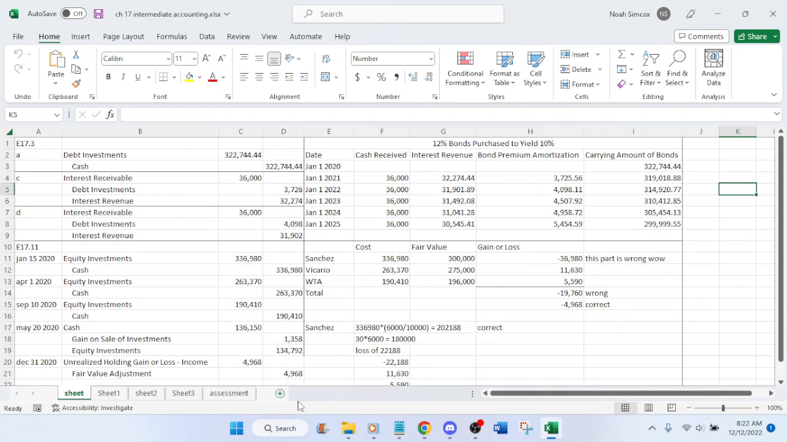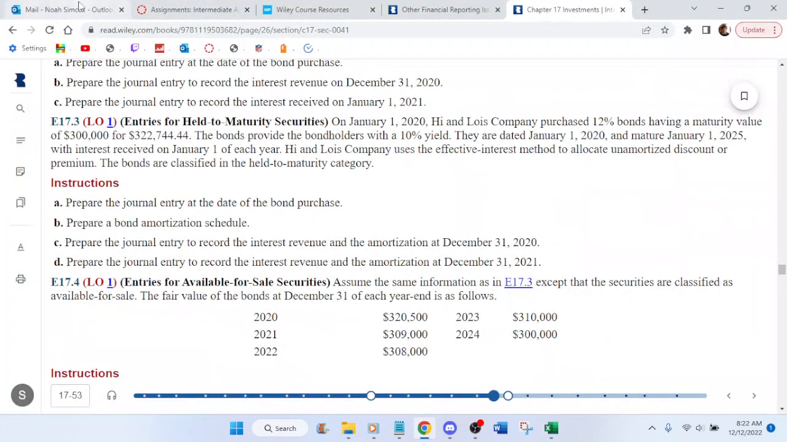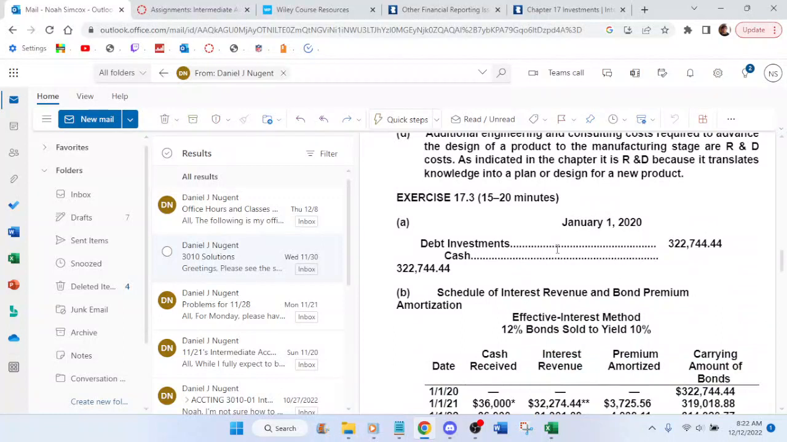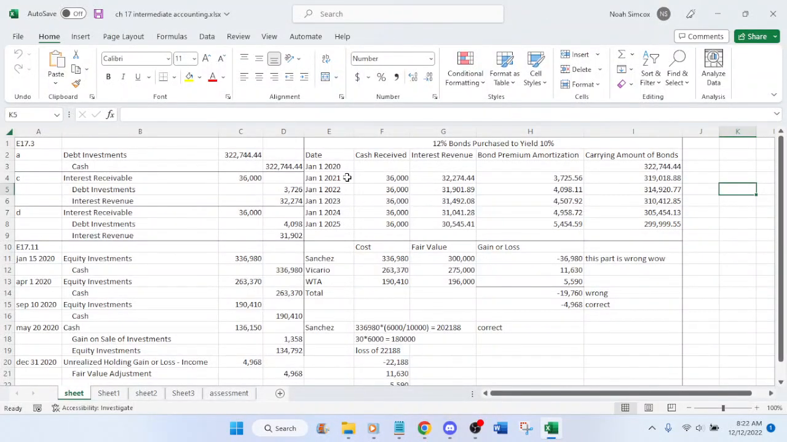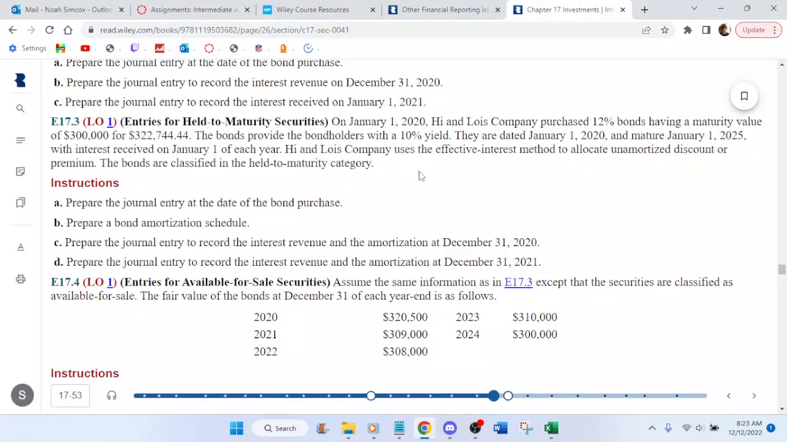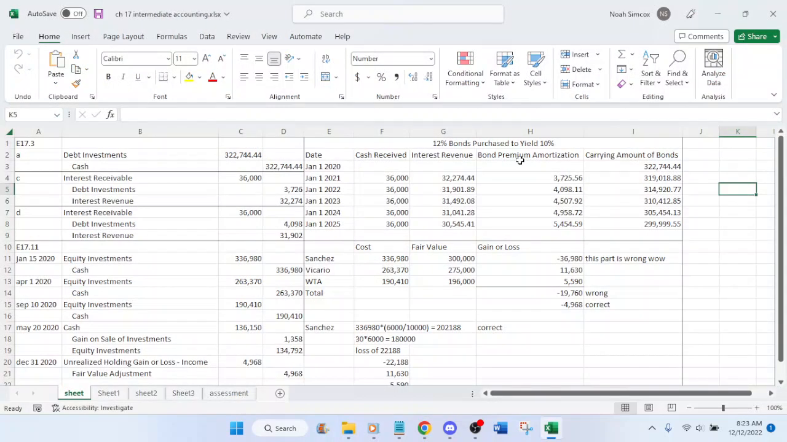Oh, I think 17.3 might be one of the ones that was from the email. So I was correct, hopefully. I'll have to double check that all the other ones are correct. But yes, I was correct. Debt investments, this number, cash, this number. You do not record the 300,000 just yet. B, bond amortization schedule. I think I double checked my schedule and it was correct.